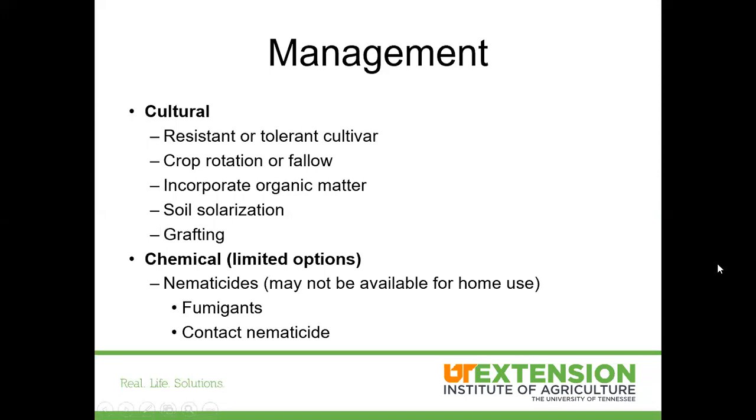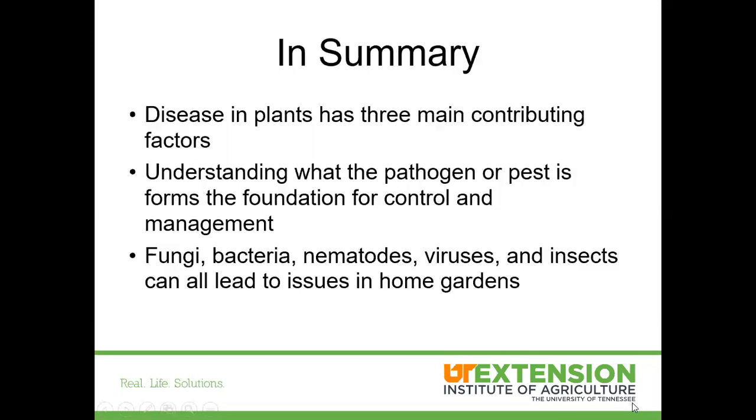Incorporate organic matter. Make sure that's worked into the top 6 to 8 inches of the soil. You can use soil solarization. We do have grafting, building resistance by grafting plants. And then there are limited options as far as chemical controls: fumigants, nematicides, and things like that you may see used more on a commercial level.